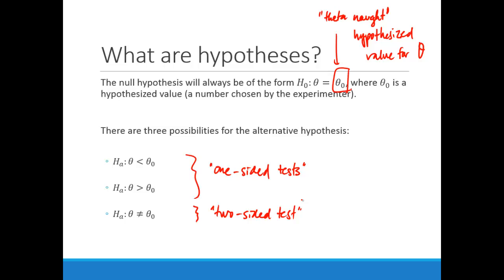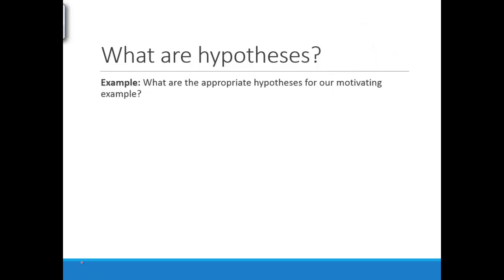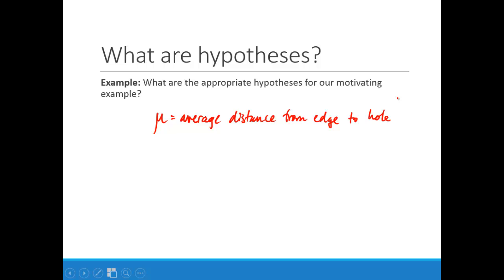Okay, so let's go ahead and say this for our paper hole punching example. Again, mu is the average distance from the edge of the paper. And so I'm going to have my two hypotheses, my null hypothesis versus my alternative hypothesis. And they're both involving this mean parameter mu.